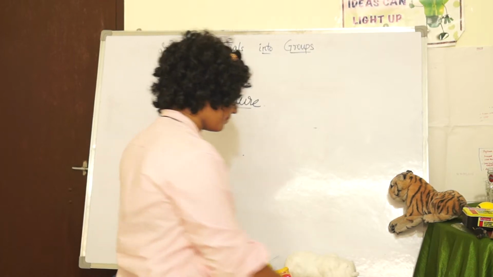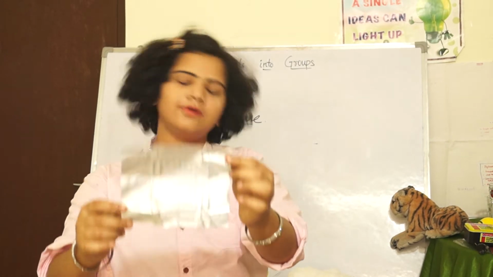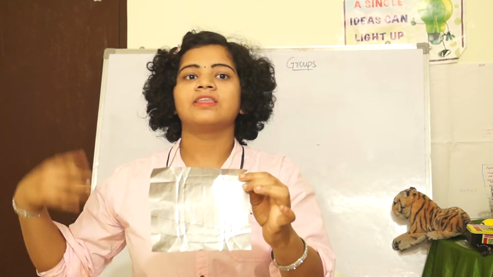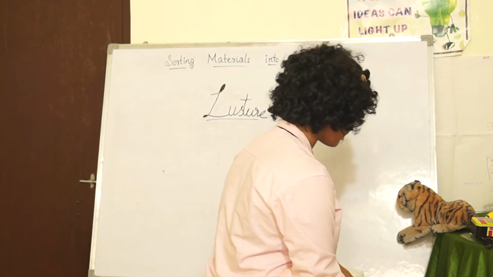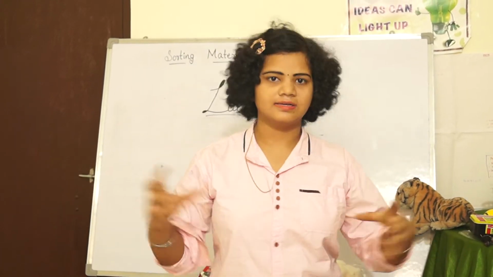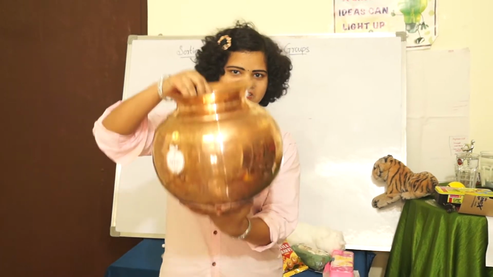If I open the wrapper, you can see this foil sheet, right? So this foil sheet is more lustrous and more shiny. You can mostly find this type of foil sheets in grocery shops, sweet shops, bakeries, etc. And now luster, as you all know, is nothing but shiny. So you have the metals. What are metals? Copper, gold, silver, zinc, etc. are some metals. So metals are also more shiny and more lustrous, like this one.